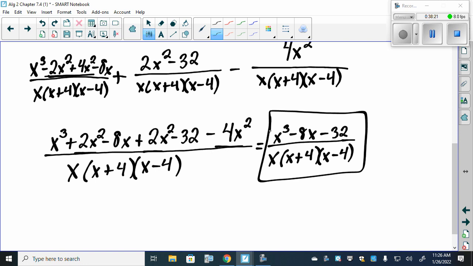Now, if it had been plus, if we had had a plus 4x squared, we could have factored by grouping to be able to simplify down. But this is as simplified as it gets. Any other questions on any of this here?